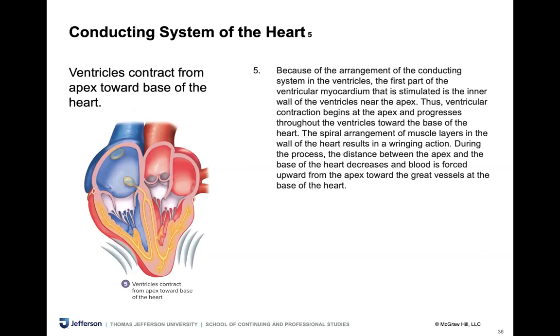Because of the arrangement of the conducting system in the ventricles, the first part of the ventricular myocardium that is stimulated is the inner wall of the ventricles near the apex. Thus, ventricular contraction begins at the apex and progresses throughout the ventricles towards the base of the heart. The spiral arrangement of muscle layers in the wall of the heart results in a wringing action. During the process, the distance between the apex and the base of the heart decreases and blood is forced upward from the apex toward the great vessels and the base of the heart.